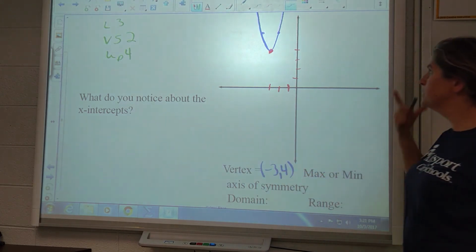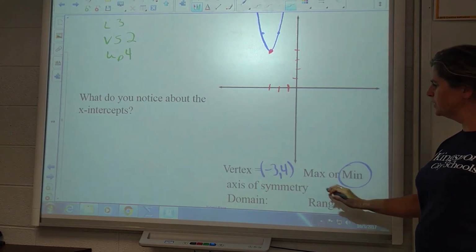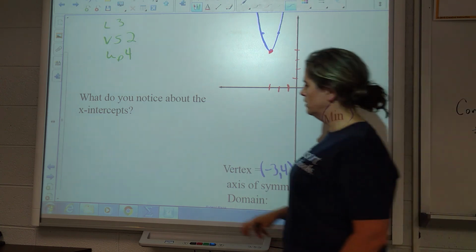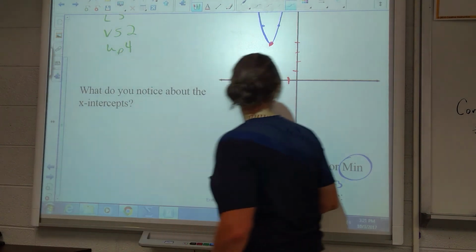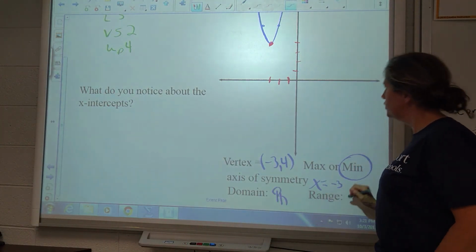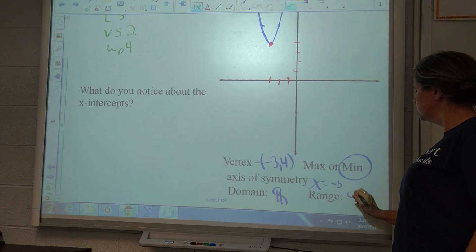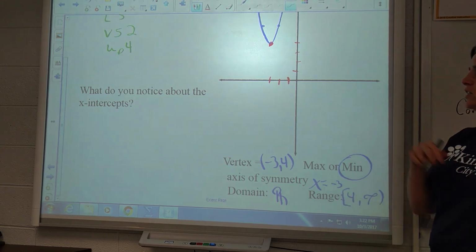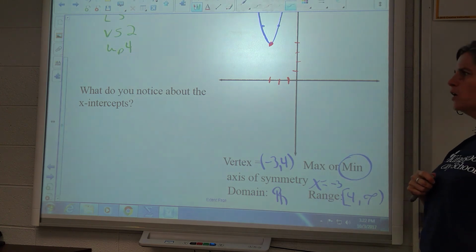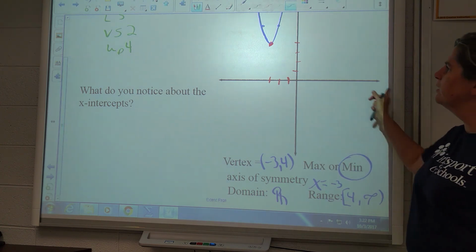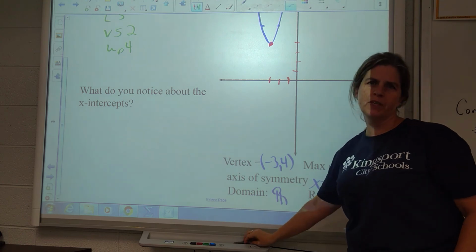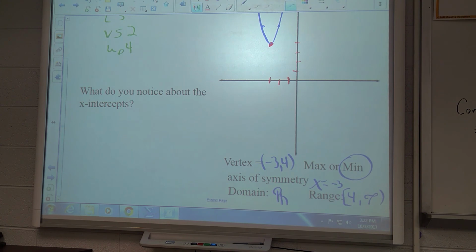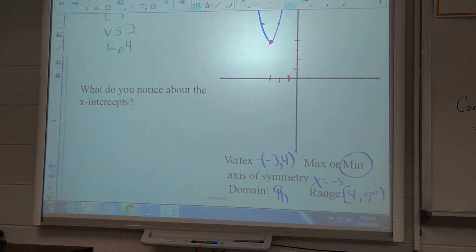This one, because it opens up, is still going to have a minimum. X equals that x value of negative 3. The domain is all real, and your range is from 4 to infinity. Right? And the last question, we'll pick up on this tomorrow, but what is it you notice about our x-intercepts?